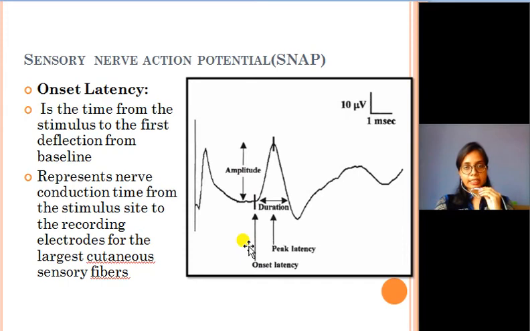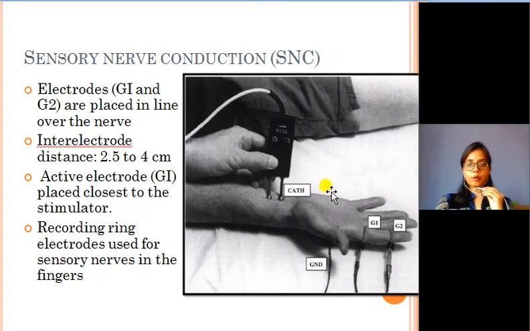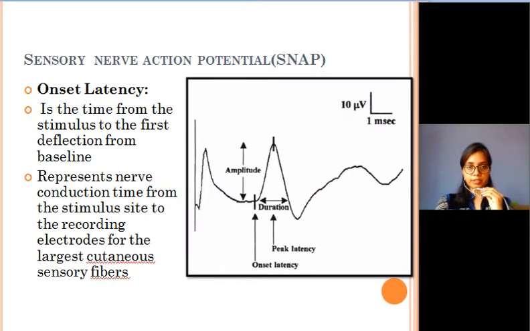This onset latency represents the nerve conduction time from the site of stimulation to the recording electrode. That is, when the impulse moves from the site of stimulation to the recording electrode, this is termed the onset latency, specifically for the largest cutaneous sensory nerve fibers.